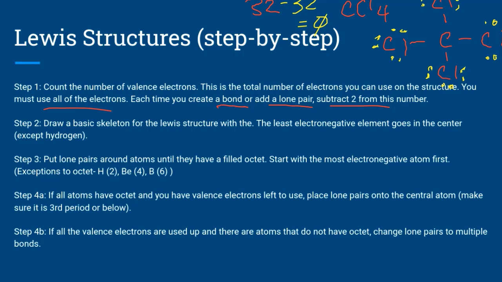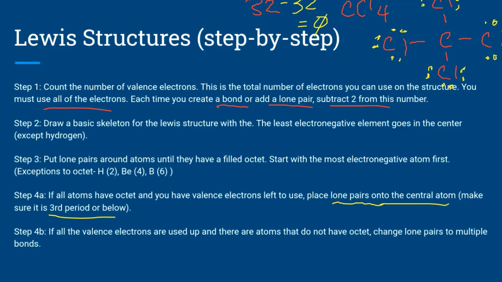And then let's say that there's a different example, step 4a. If all atoms have an octet and you don't have any valence electrons left to use, then you're going to place lone pairs onto the central atom. Make sure that it's in the third period or below. Does anyone know why, if atoms are in the third period or below, you're able to put more electrons than 8? Exactly, because of that D subshell. The D subshell allows you to expand the octet and have more than 8.